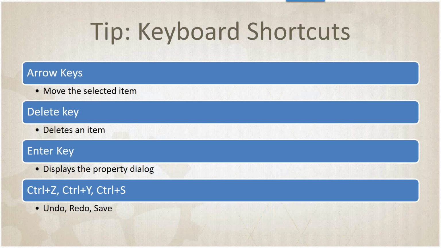A few little keyboard shortcuts. You can use arrow keys to move things around. Delete key deletes them. Enter key will display the properties. Control Z, Control Y, and Control S are undo, redo, and save, if you didn't know that.